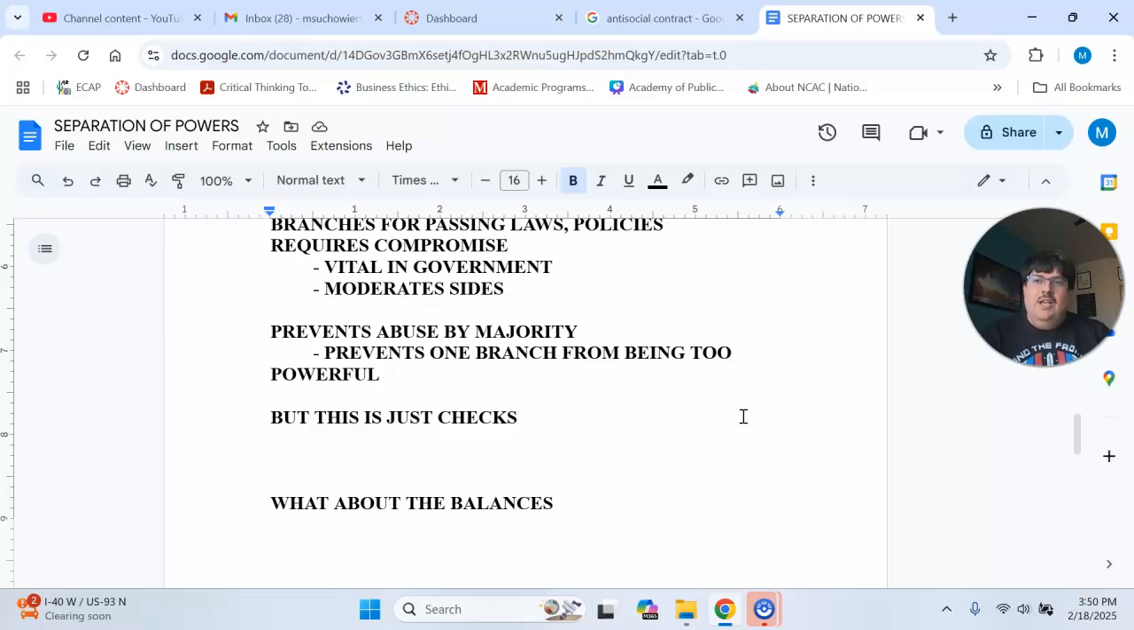But for balances, I want to look at it in the sense of how we protect the government from each other. And in a way, how do we protect the government from us, the people? And how do we prevent the people, who collectively are not very smart, though individually are very smart, because collectively we tend to get wrapped up in the momentum of things.